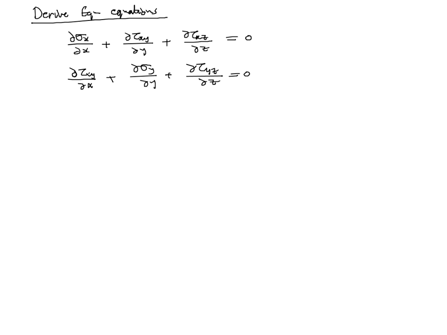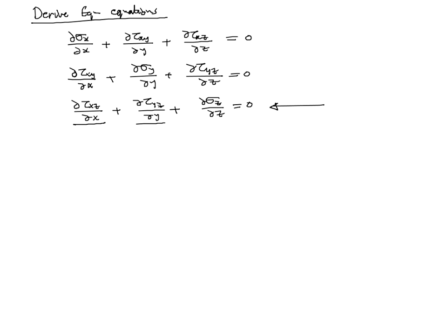And then partial tau xz partial x plus partial tau yz partial y plus partial sigma z partial z equals 0. And this is force per unit volume in z direction equal to 0. So if we want the z equation of equilibrium of forces for the plate, we just integrate this equation over the thickness from minus t over 2 to t over 2. If we do that, because we're integrating with respect to z, and this is a differentiation with respect to x, and this is a differentiation with respect to y, we can interchange differentiation and integration.